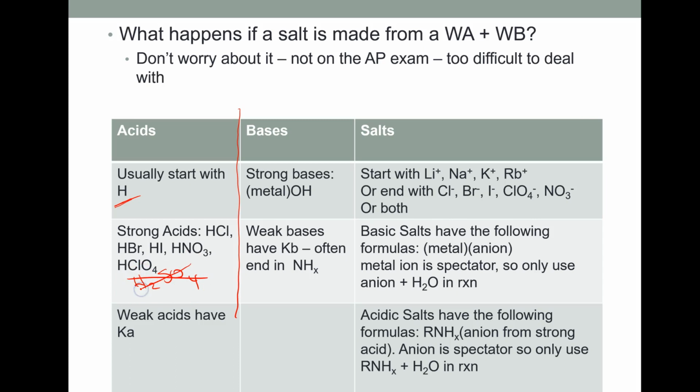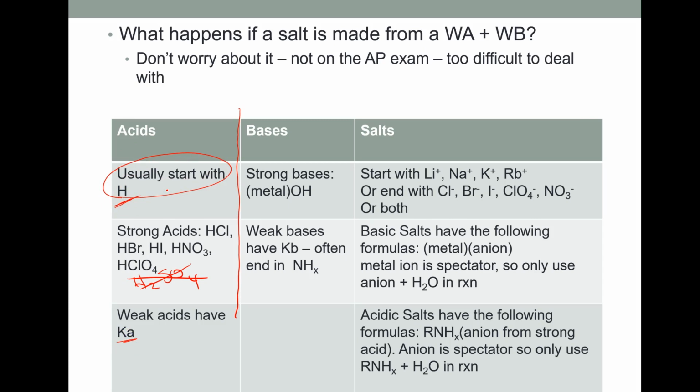H2SO4 you will never have to do anything with. The only way to calculate the pH of sulfuric acid is to do the quadratic equation. You might have to do that if you take college chemistry, but you will not have to do that in here. And weak acids have a Ka, but usually they start with an H.